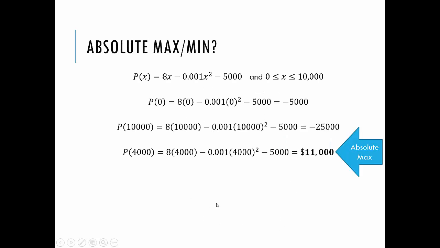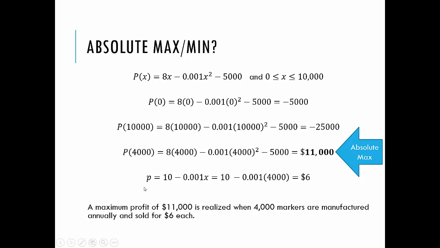And so now I can look at my endpoints of 0 and 10,000. I can look at my critical point of 4,000 and see that's where my absolute max is, which says a maximum profit of this 11,000 is realized when my critical point, 4,000 markers, are manufactured, and I plug that into my price equation and sold for $6 each.